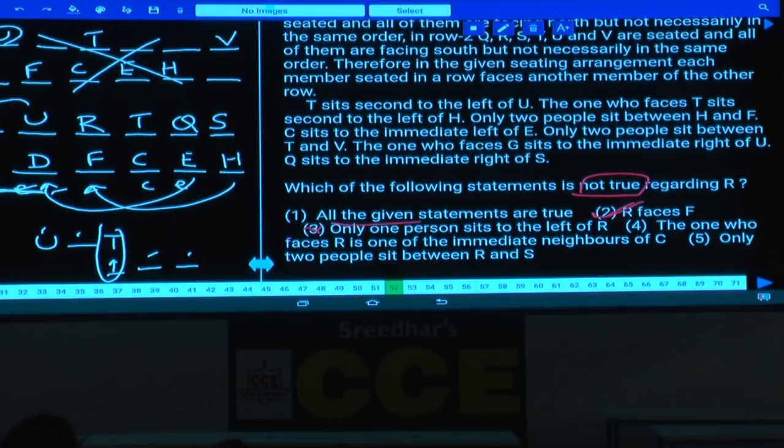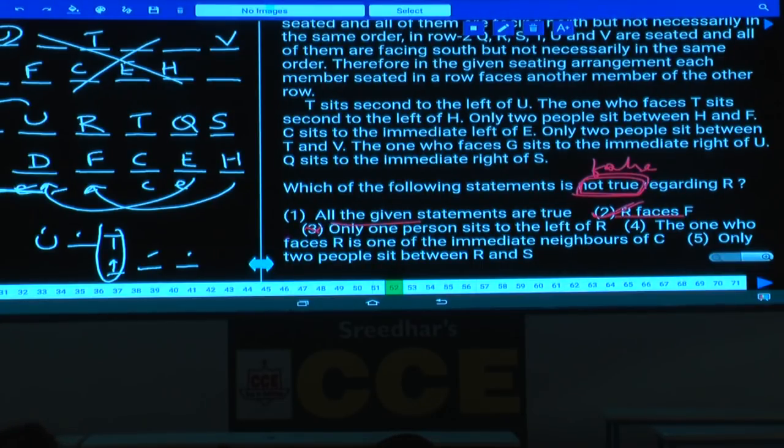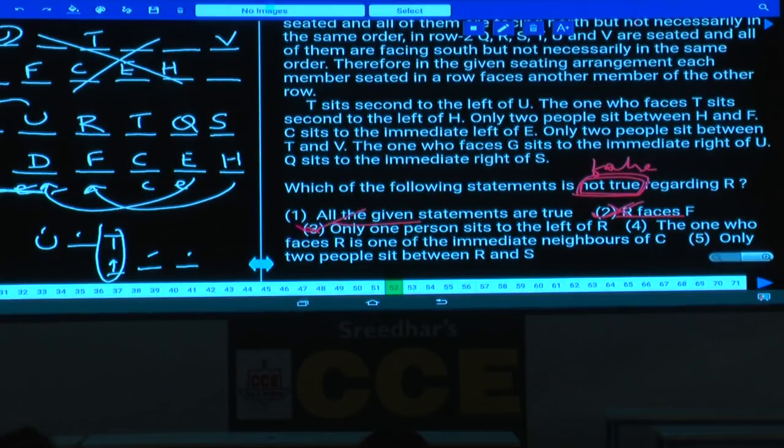Which of the following statements is not true? That means the answer must be a statement that is false. Now the second one is what? The second one is true. As the second one is true, let us check the third one. One person sits to the left of R. How many persons are to the left of R? 3 persons. Hence only one person to the left of R is definitely false.